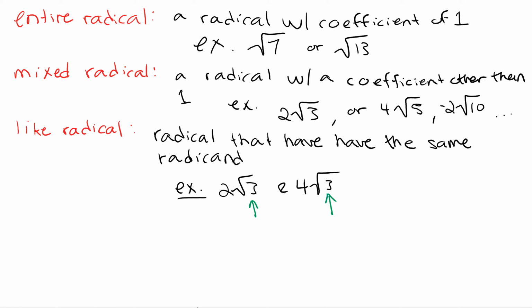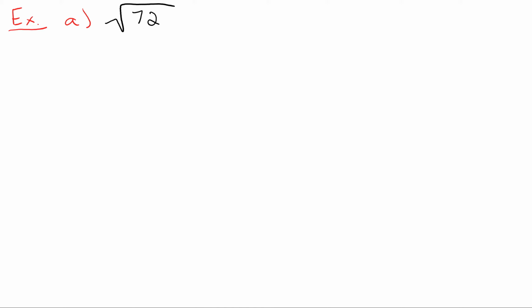Right? Okay. So let's move on to some examples. All right. So in our first example here, I want to simplify one of these radicals. So let's call this example A. And I want to simplify this radical. I have root 72. And I want to write this as a mixed radical. So what I want to do is think if there is any way that I can write 72 as a product of a perfect square and another number.